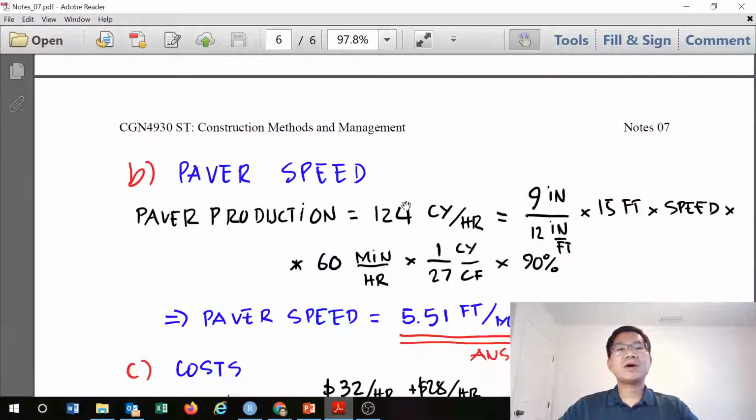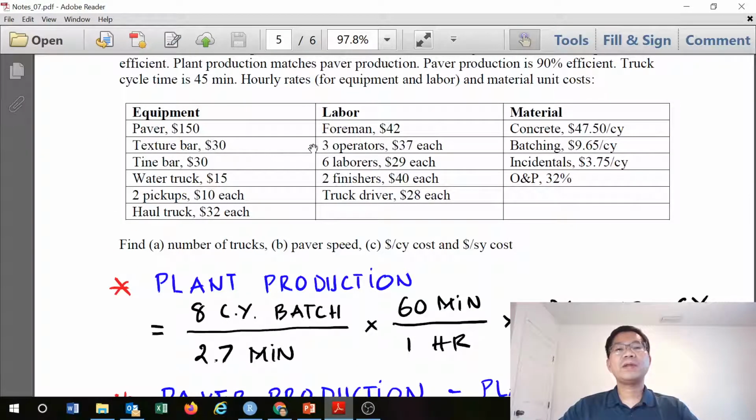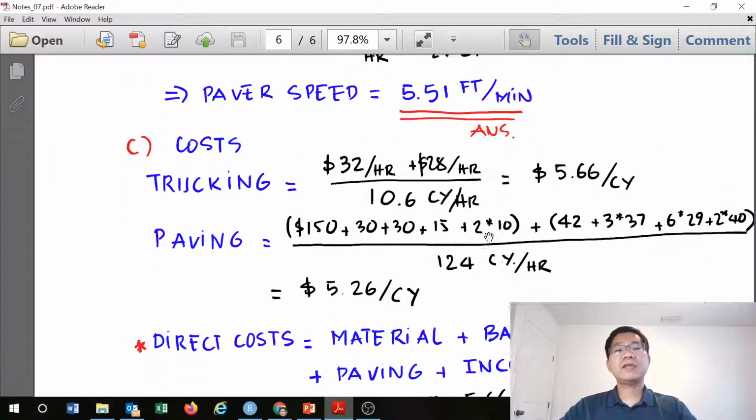The last one is the cost. Basically we use the cost for the equipment, the labor and the material to determine the cost per cubic yard of concrete that you pave, including everything from producing the material, to labor, to equipment, and then also per square yard of the pavement. So let's go to the cost.